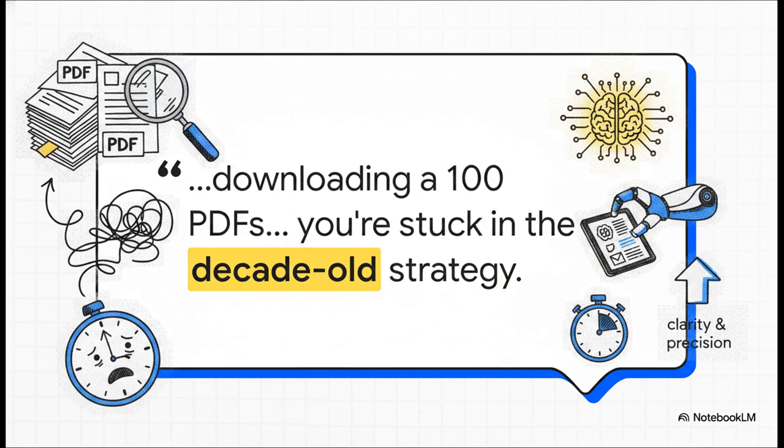Look, if your current workflow involves going on Google Scholar, manually downloading 100 PDFs, and reading them one by one just to find a research gap, you are stuck in a decade-old strategy. Seriously. A proper literature review used to take 6 overwhelming months. But in the AI era, the modern approach is all about achieving greater clarity and precision with zero overwhelm in a fraction of the time.